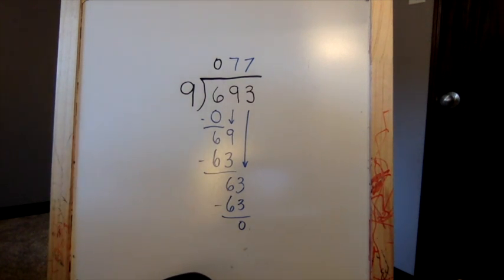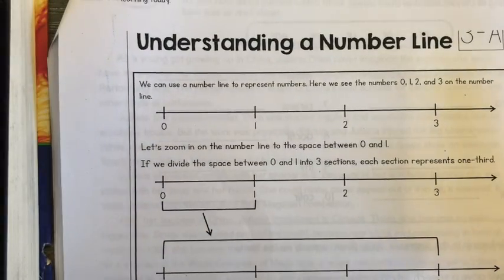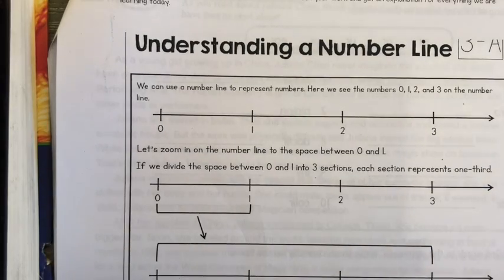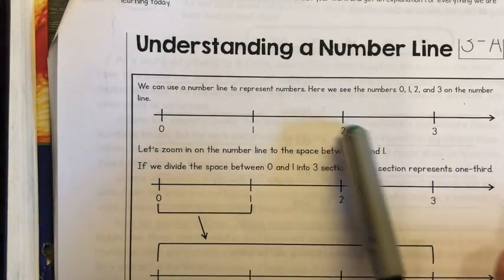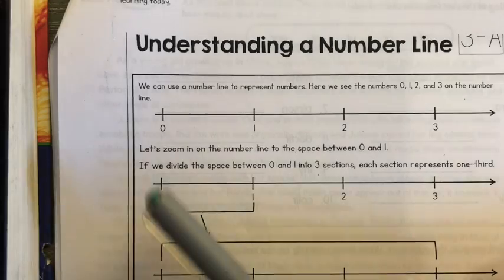Let's move on to fractions. Okay, so now we're moving on to, this is still part of fractions, and we're going to be understanding a number line. It says we can use a number line to represent numbers. Here, we see the numbers 0, 1, 2, and 3 on the number line. So here's my number line, and I have the numbers 0, 1, 2, and 3.